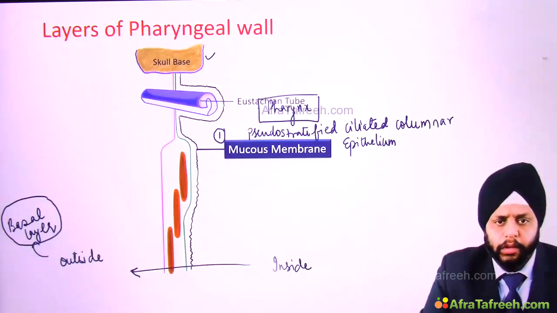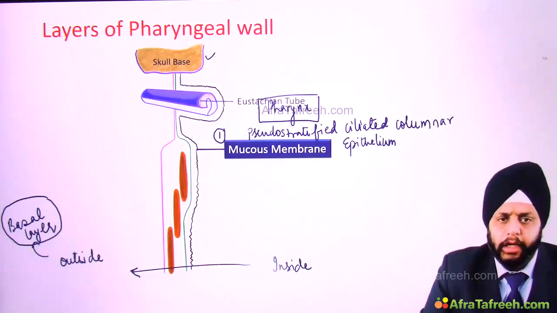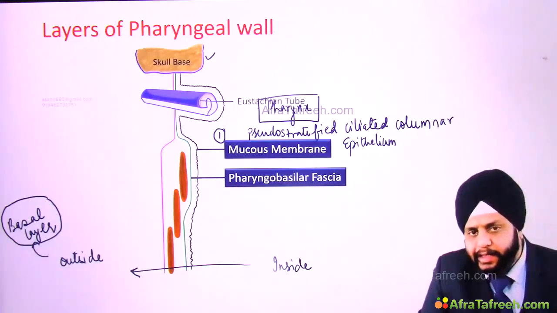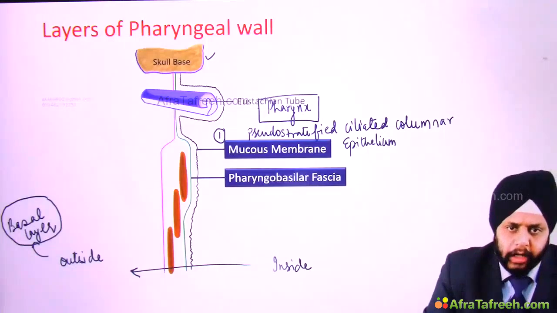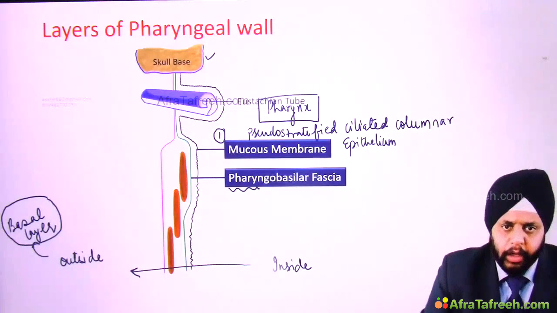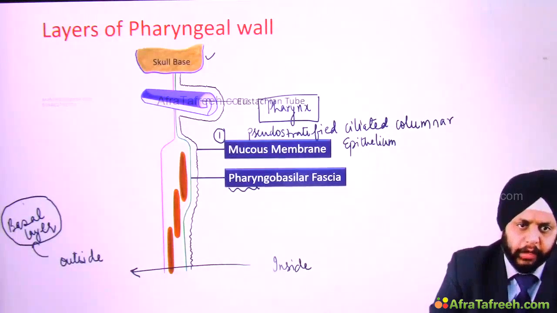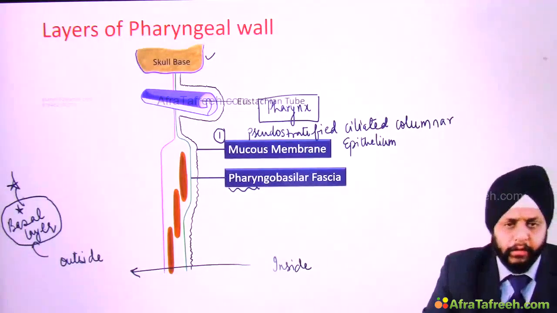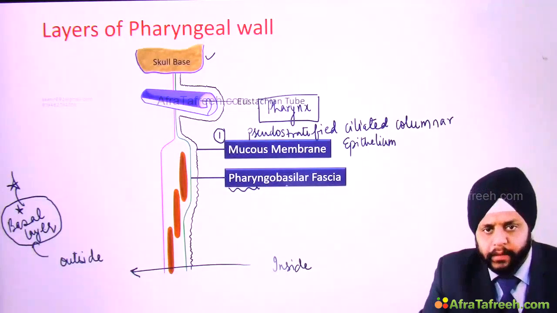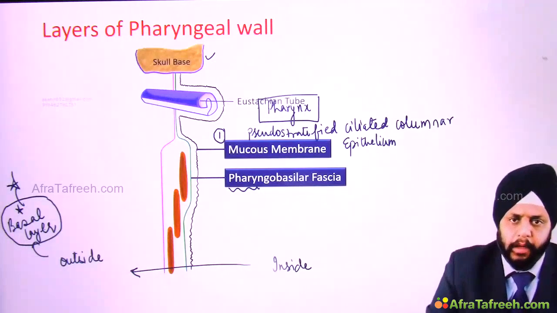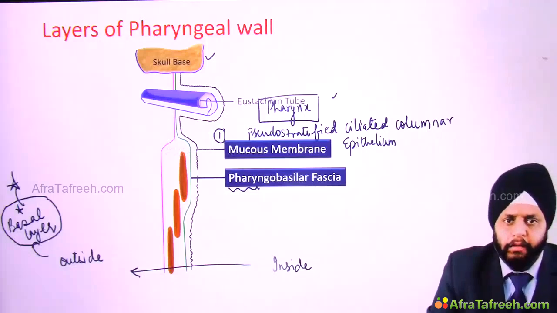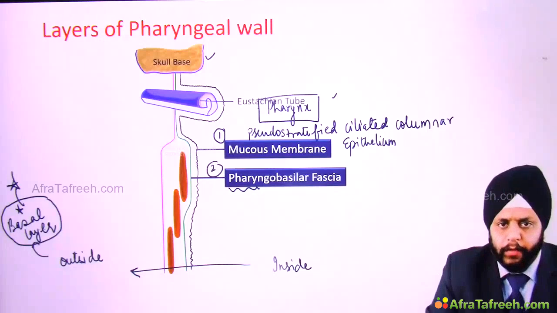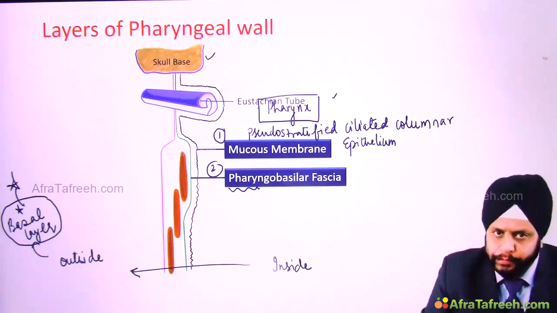Now just below the mucous membrane, we have a layer of fascia. Now you see, this layer of fascia is near the pharynx. So we start with the name pharyngo, and it is away from the basal layer. So we assume this layer, okay, that was just to help us with the nomenclature. So pharyngo-basilar fascia. Easy to remember, pharynx to the basal layer, pharyngo-basilar fascia. That's the second layer of the pharynx, going from inside to out.